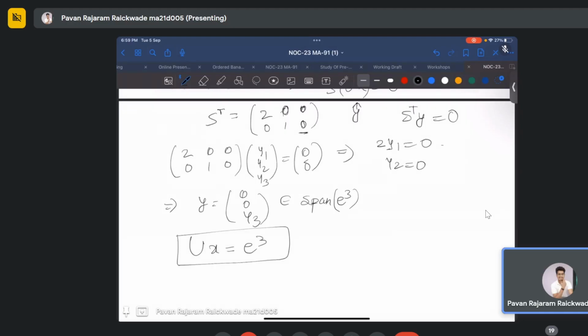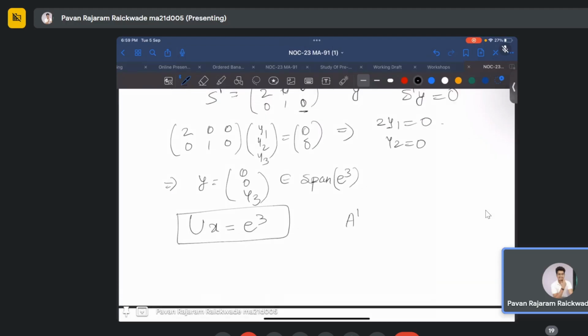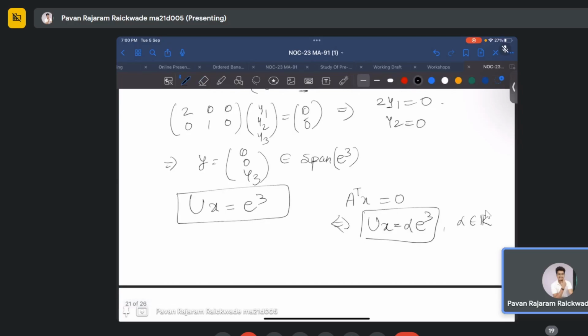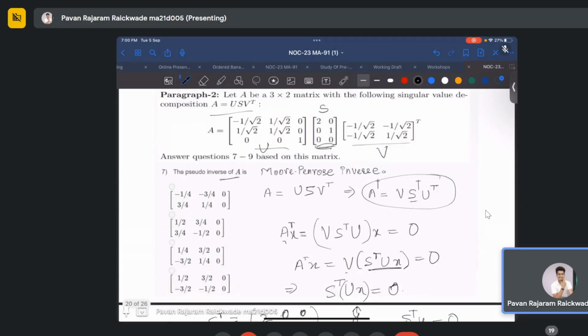Do you get the point? So ultimately the conclusion is, A transpose X equals 0 if and only if Ux equals some alpha times E3, a scalar multiple. So now we have reduced the question from A transpose X equals 0 to Ux equals alpha E3.